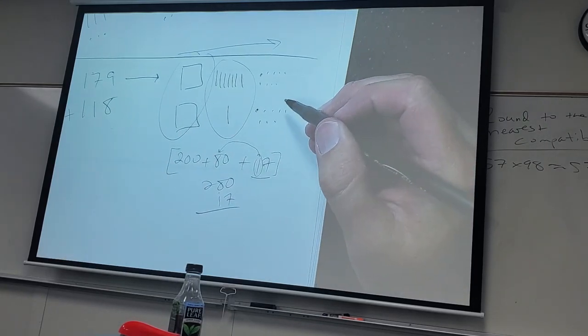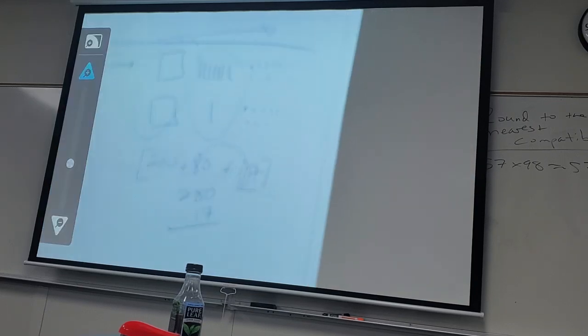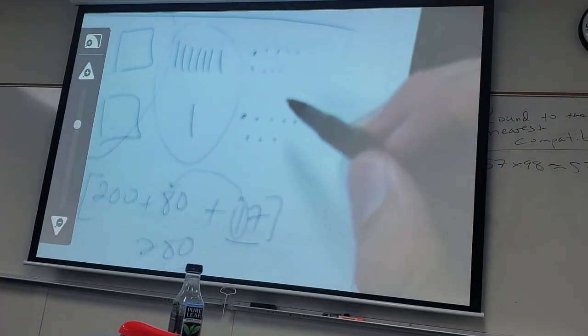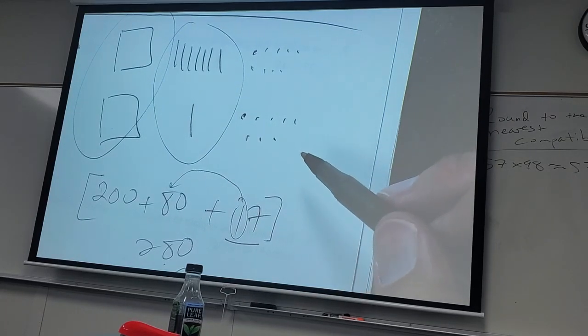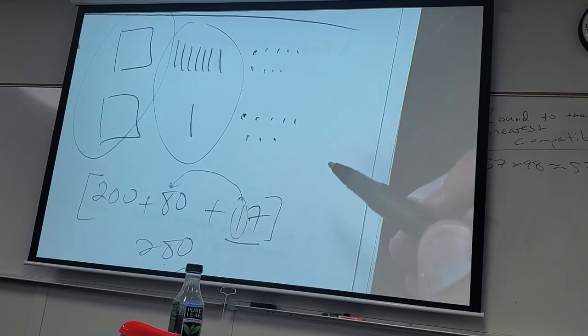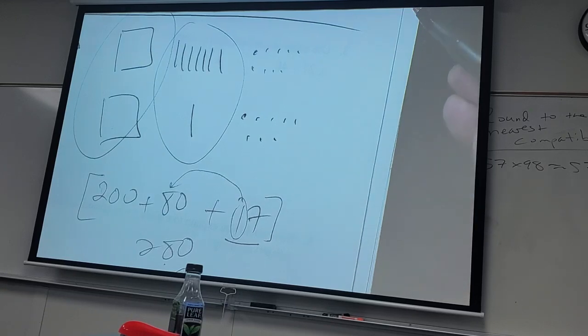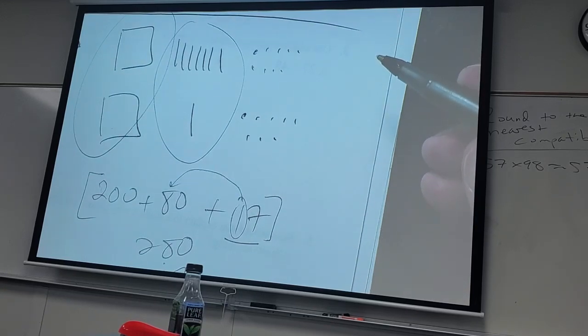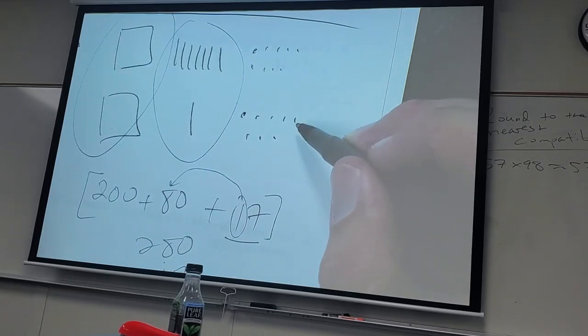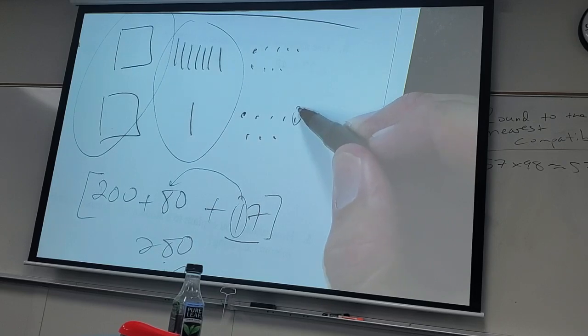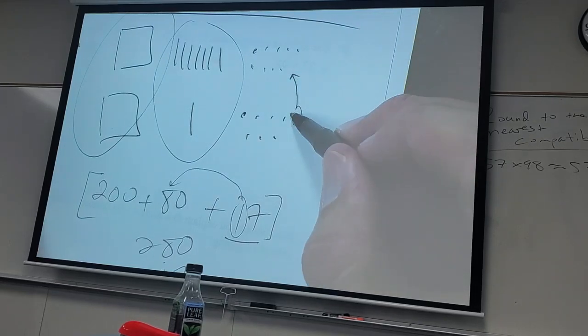Visually though, kinesthetically, what could you do here to actually emulate the idea of carrying a one? Yes? Take one of the ones from the 7 and put it over to the 9 ones from the 179. Oh, I see. So take one of the ones from the 80 that you have, and then move it over to the 9.